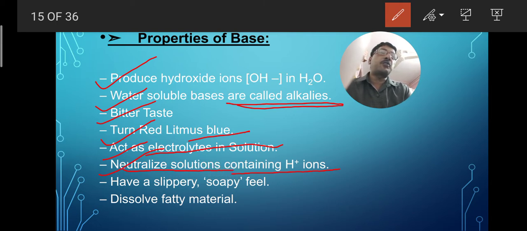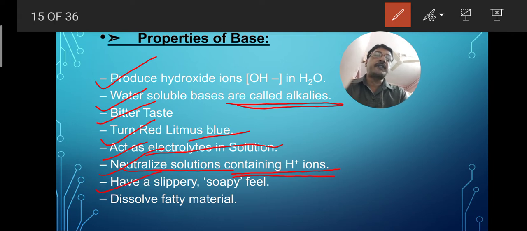We are aware about the neutralization reaction. When any base is reacting with the acid or acid is reacting with the base, they will nullify the effect of each other, means they will neutralize each other. That is called the bases neutralizing the acids that are containing hydrogen ion.